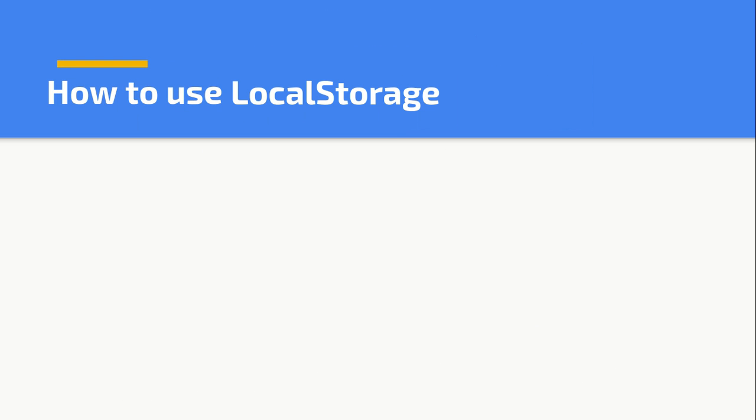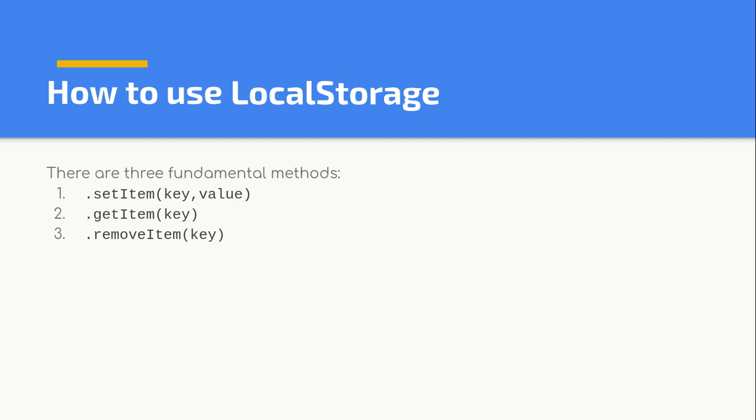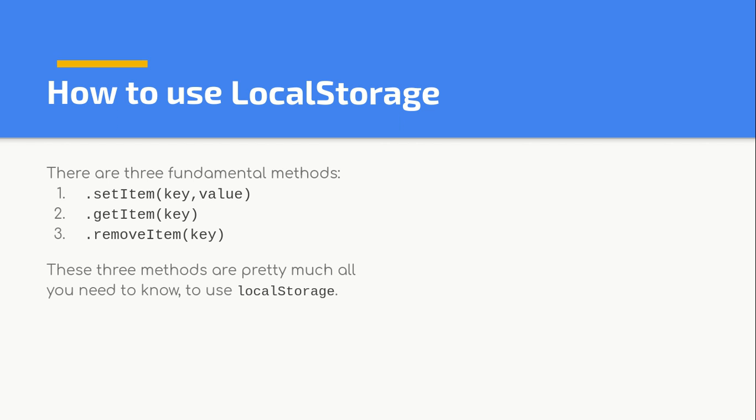And how do you use local storage? There's three fundamental methods: the setItem, getItem, and removeItem. And these three methods are pretty much all you need to know to be able to use local storage. One of the other ones is the .clear method, which clears all the variables stored in local storage.